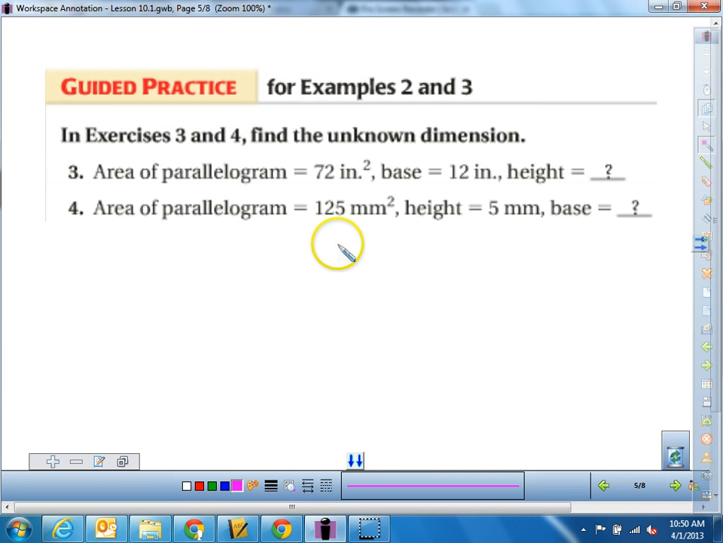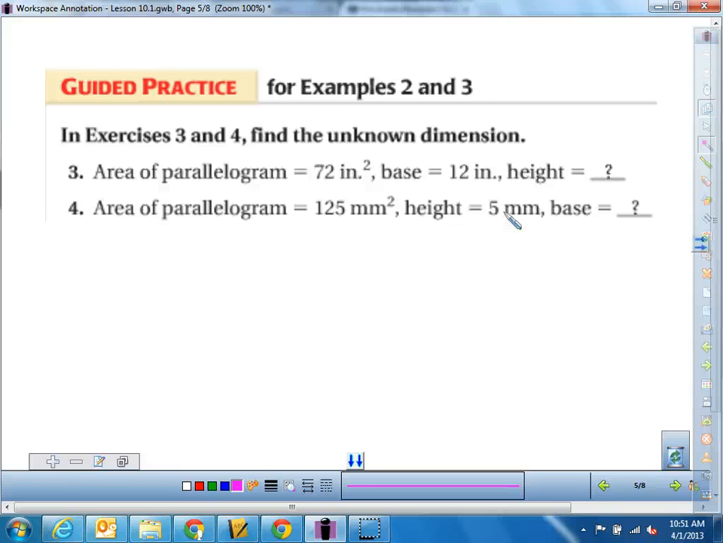So I want you to try and find these unknown dimensions. If we know that the area is 72 and the base is 12, what does the height have to be? And same with this one, 125 millimeters squared. If the height is 5, what does the base have to be? I'll give you just a minute to do those. You might want to pause it, and I'll do the first one for you.